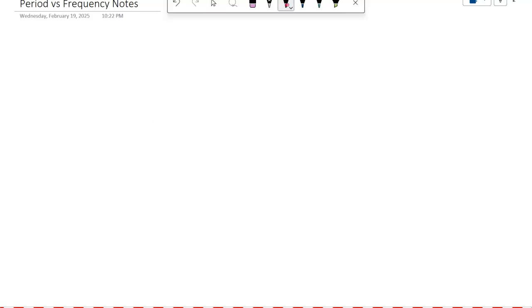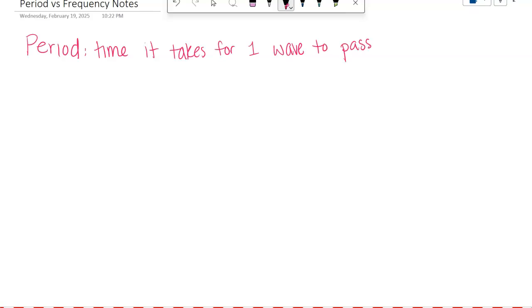So, period is essentially the time it takes for one wave to pass. And when I'm saying one wave, what I really mean is going from a crest to a crest, or the time from a trough to a trough. And really important that we're looking at the time.